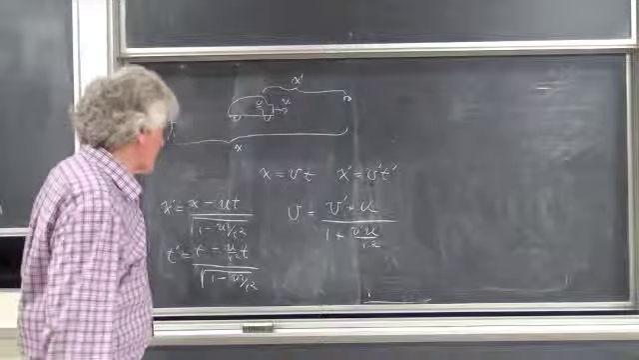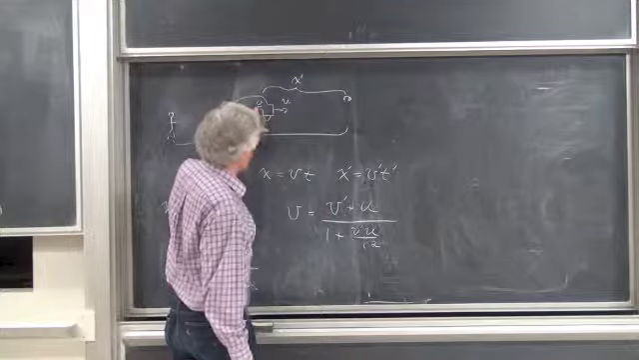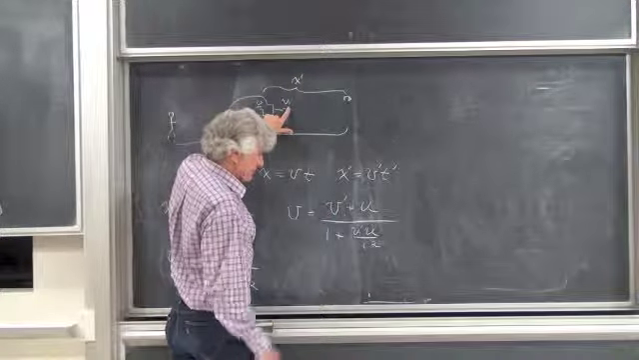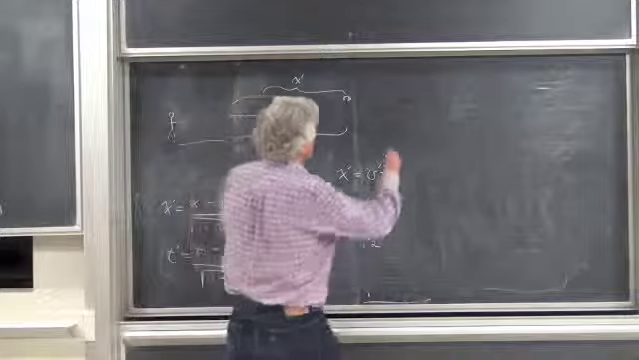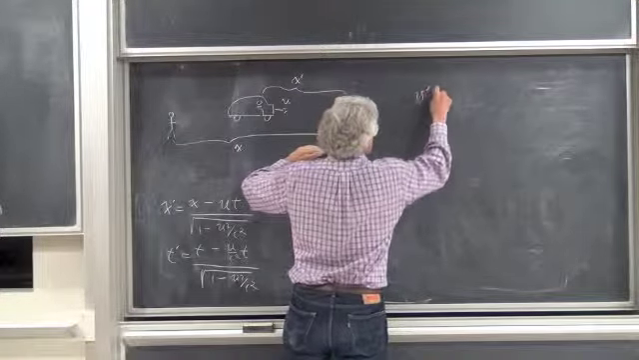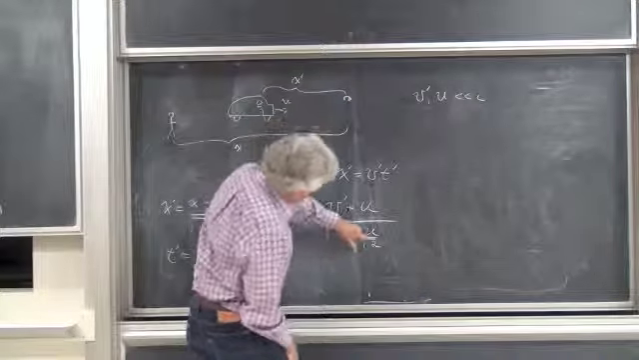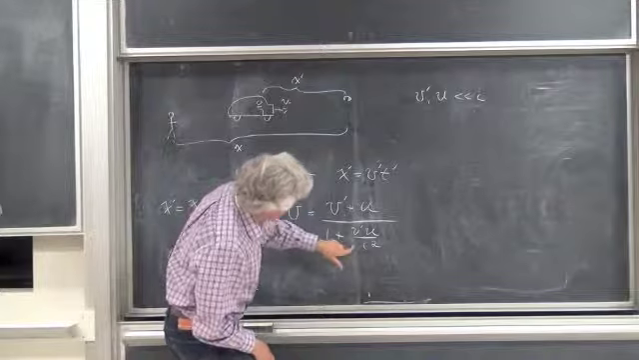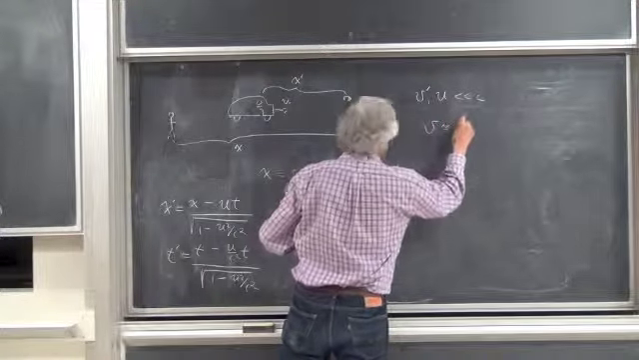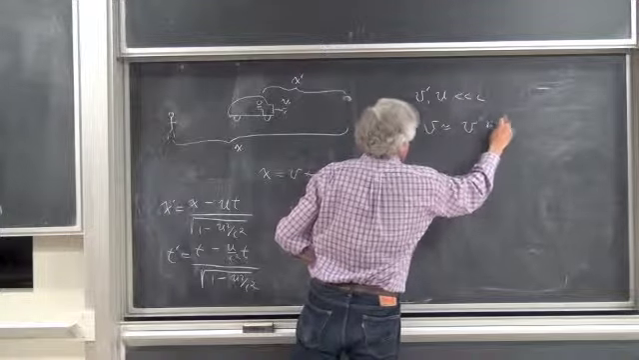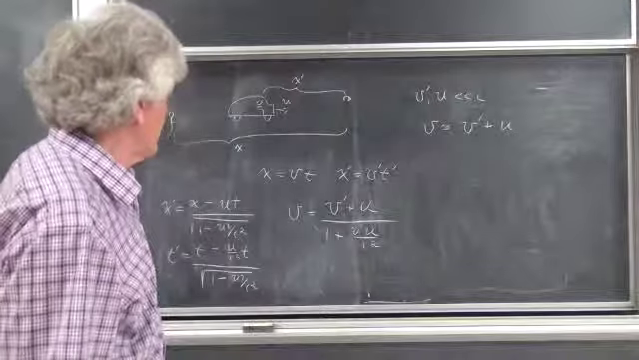There are a few things to notice about this. If v prime, the velocity seen by this observer, and this person's velocity u are much less than the speed of light, in other words, v prime and u are much less than c, then this part down here becomes very, very small compared with 1. And we find that v is approximately v prime plus u. Exactly the result we found earlier.